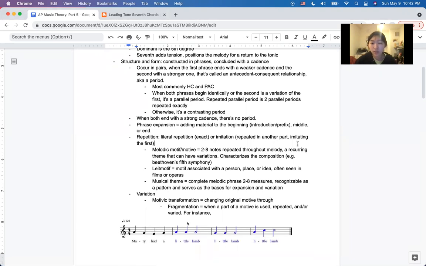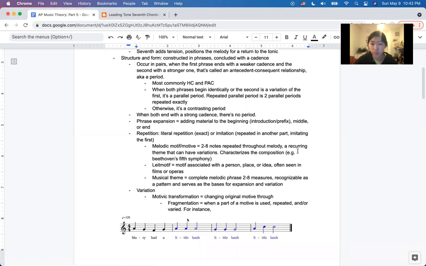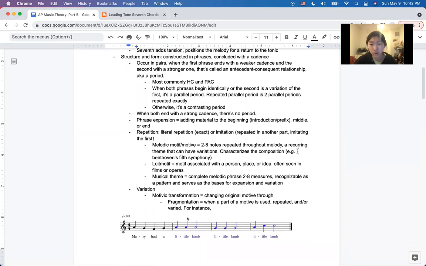So with motives, that just means 2 to 8 notes. Keep in mind notes, it's really, really short, that are repeated throughout the melody, a recurring theme that can be varied a lot later on.